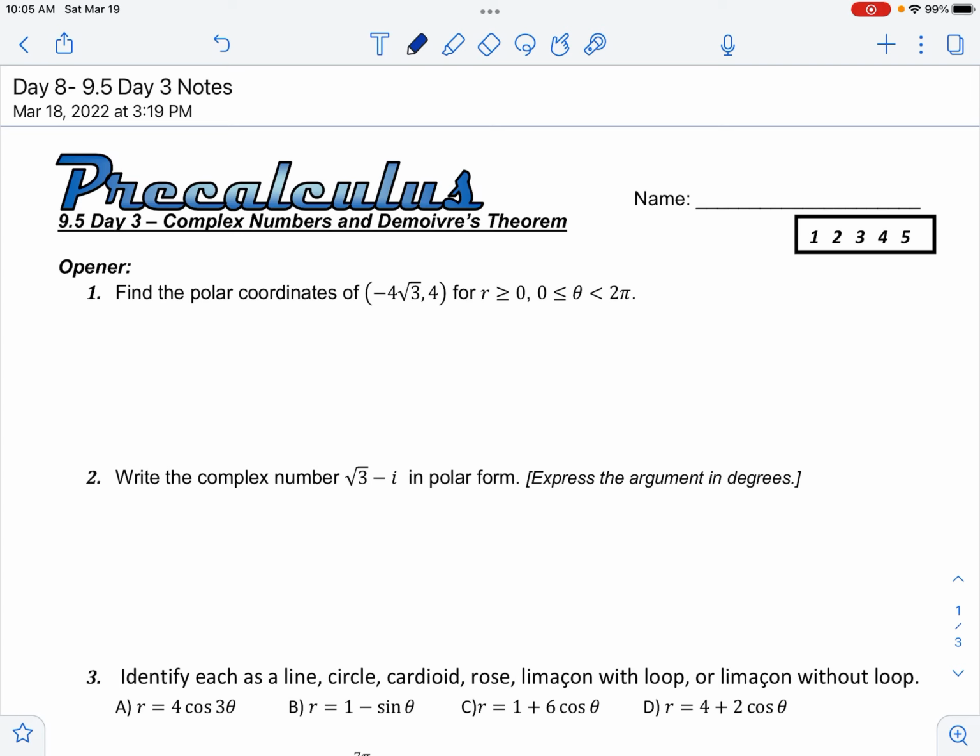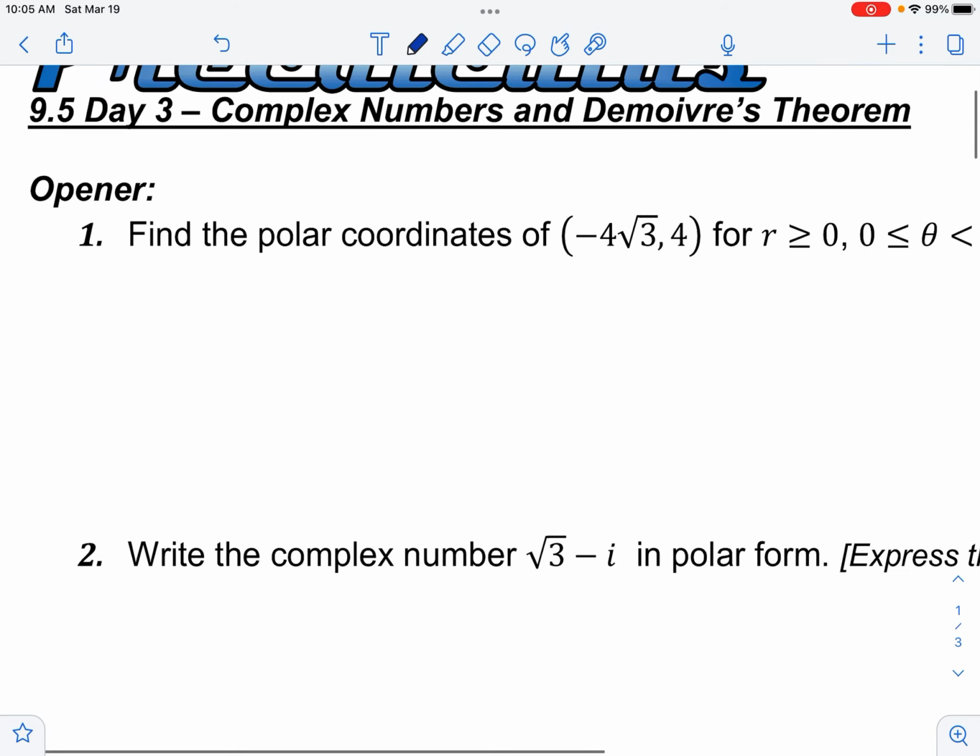All right, so this says find the polar coordinate given this rectangular coordinate, and it wants r values greater than or equal to 0 and the theta value between 0 and 2 pi. So remember that means that our angle is going to be in radians when we're finding this. Okay, so realize we have x and y, and we need r and theta. So if we have x and y and we need r, we use our converting equation, x squared plus y squared equals r squared.